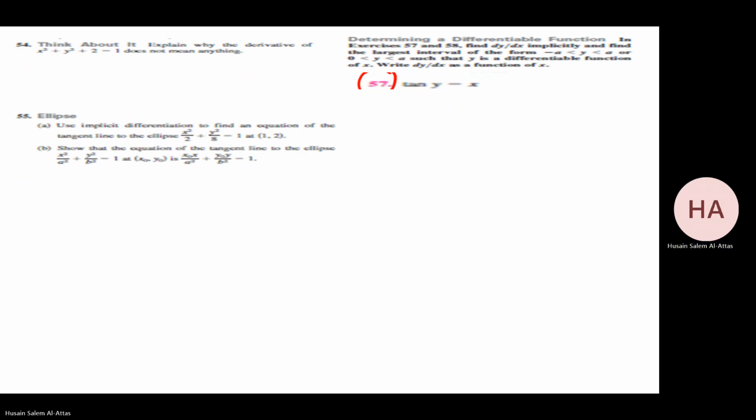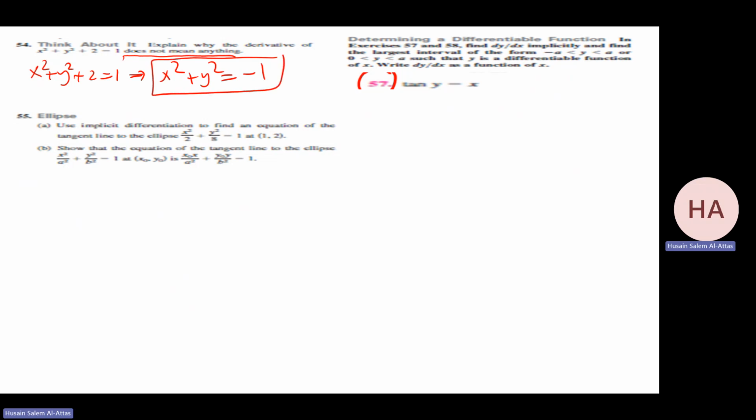Problem 54. He said, why does this not mean anything? Yes, because if you look at this equation, x squared plus y squared plus 2 equals 1 implies what? x squared plus y squared equals minus 1. This has no real solutions, so it has no meaning to discuss, nothing to discuss here.